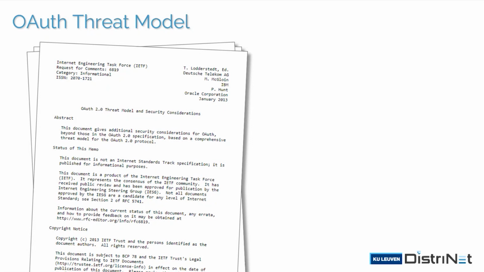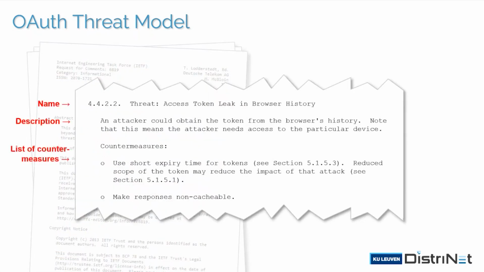It was published a few months after the publication of the original OAuth specification, also by the same people who created OAuth. It's basically a long list of things that can go wrong if you're implementing OAuth. So what do these threats look like? Well, they look like this. You typically have a number, a name, and a description of the threat. This is what can go wrong. And this is the most important thing for us: a list of countermeasures that can be used to mitigate this specific threat.